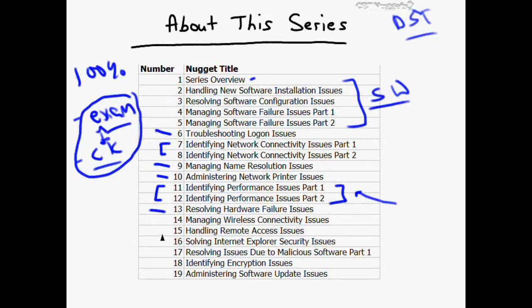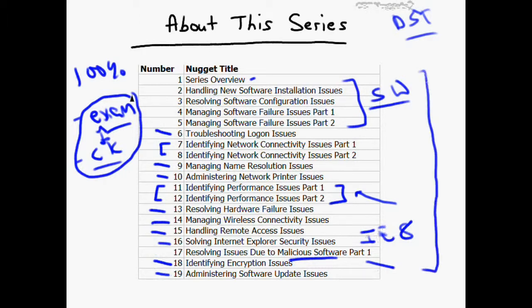We'll then look at resolving hardware failures. We'll look at wireless connectivity issues, remote access, Internet Explorer 8, that's a whole kettle of fish right there actually. Resolving issues due to malicious software, again a very applicable and appropriate topic for a desktop support tech, encryption issues, and then finally software update. As a whole, this skill set is really nicely put together by Microsoft. When you think about it, they're experts at desktop support because they wind up supporting their software every business day.